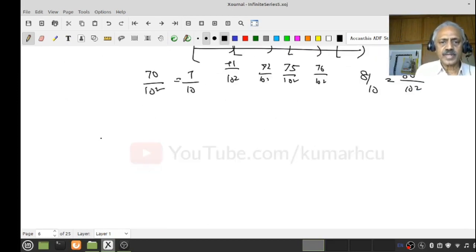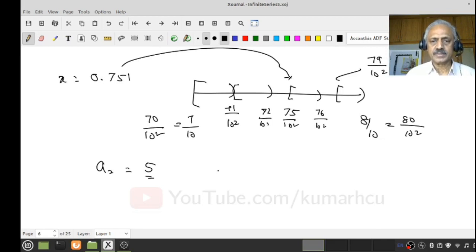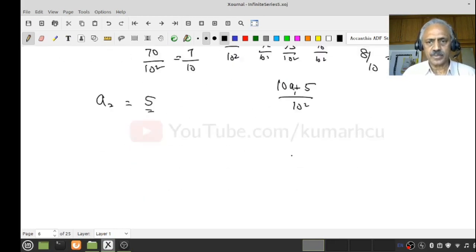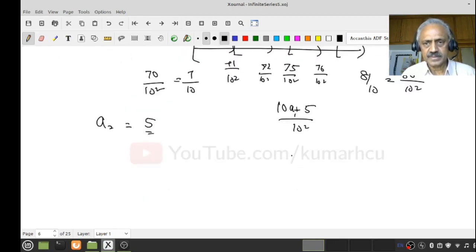Therefore, I choose my A2 to be 5 because that's the fifth interval. This is 10a plus 5 by 10 squared. A is 10 now, that is your A1. That is 10 times 7, therefore 70 plus 5, 75. Are you following?